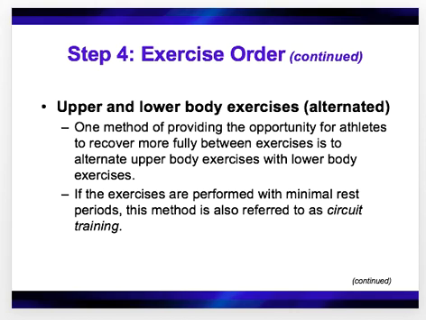So maybe you alternate bicep curls with leg curls, and then tricep extensions with leg extensions. These are alternating upper body and lower body. You're performing one set of bicep curls, then you go to one set of leg curls, then one set of tricep extensions, then one set of leg extensions. Those are 4 different exercises, 2 for upper body, 2 for lower body, alternating back and forth.